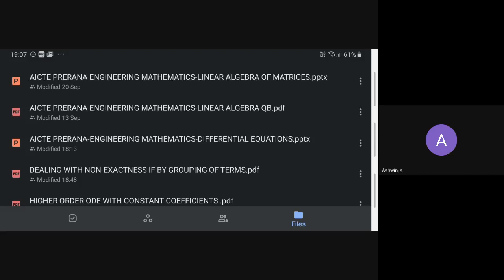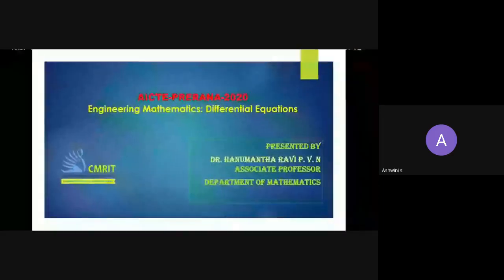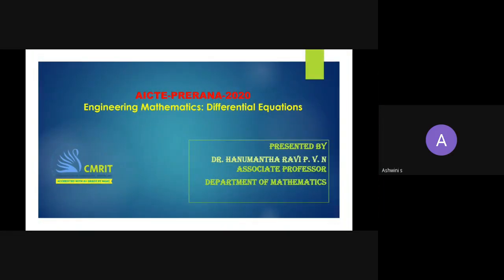That is differential equations. Now we are about to start, and there is the PPT here. This is the topic here.